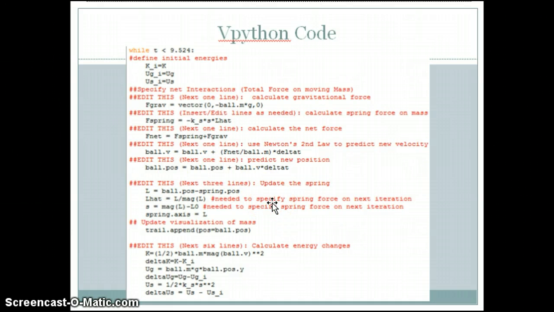L is calculated to be the ball's position minus the spring position, and L hat is this value L divided by the magnitude of L, and s equals the magnitude of L minus L initial. And finally, the kinetic energy was entered to be 1/2 times the mass times velocity squared. Its gravitational potential energy is the mass times gravity times height. And the spring potential energy is 1/2 times the spring constant times s squared.